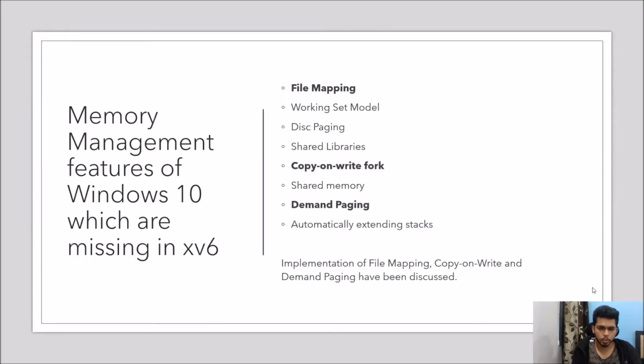Next, we'll discuss memory management features of Windows 10 which are missing in x86. Well, as you can see, there are plenty of Windows 10 memory management features that are missing in x86. To name a few, there are file mapping, working set model, disk paging, shared libraries, and many more. But as asked, we'll only be discussing in detail three features, namely file mapping, copy on write, and demand paging, for which I will also be implementing strategies later on.